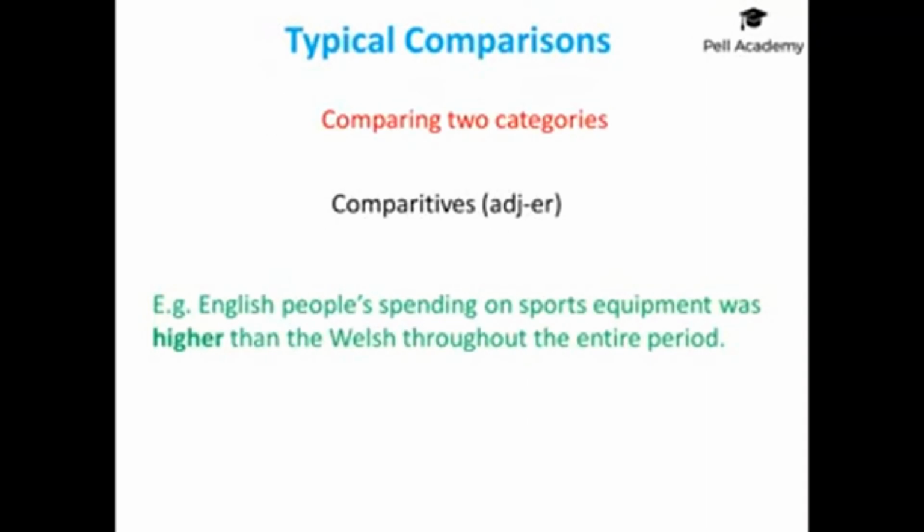Okay. So the first one is very basic, comparing two adjectives with a comparative. So that's the adjective plus ER, like higher, bigger, smaller, and whatnot. So English people spending on sports equipment was higher than the Welsh throughout the entire period. So just comparing two categories.